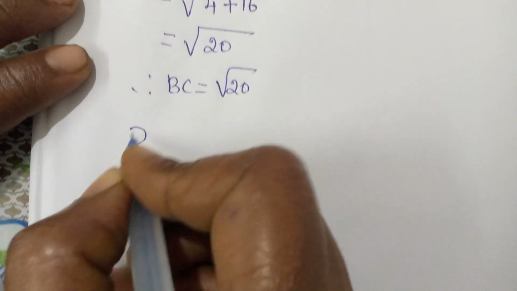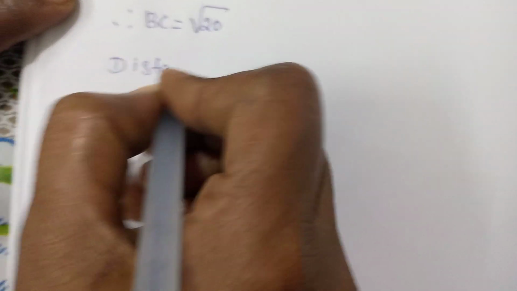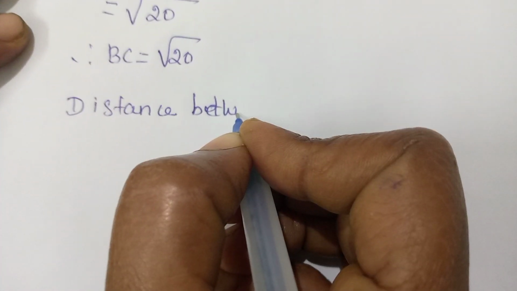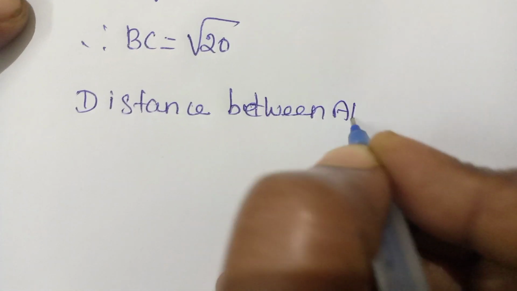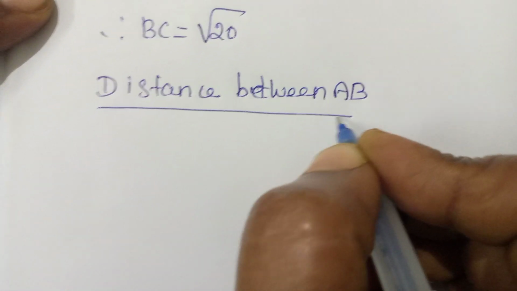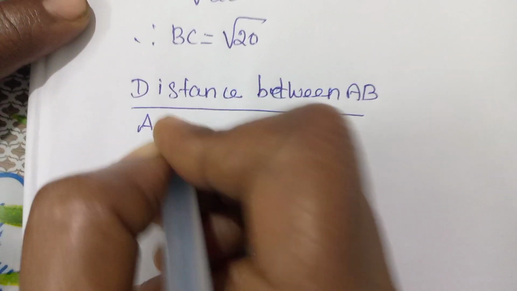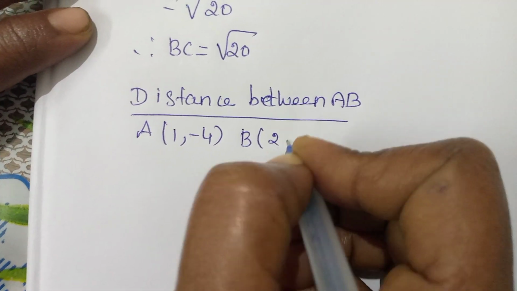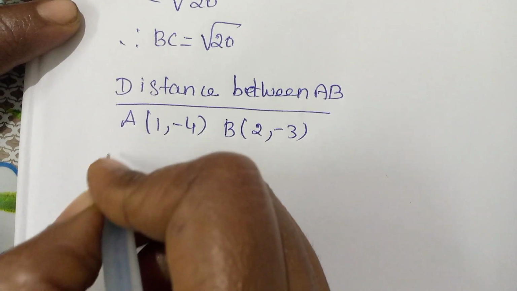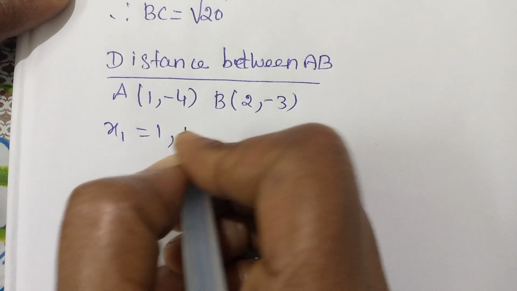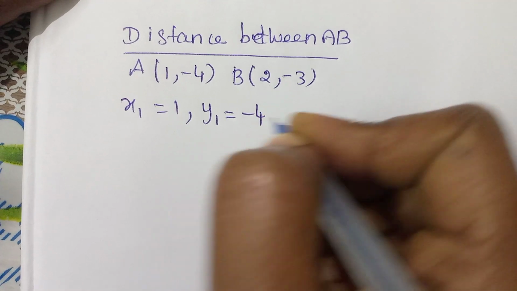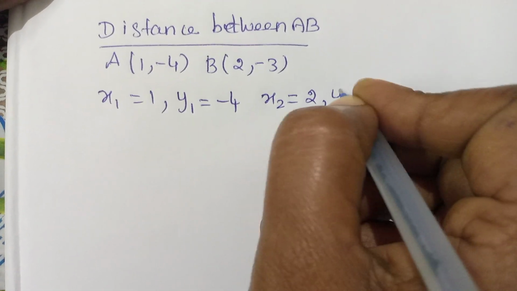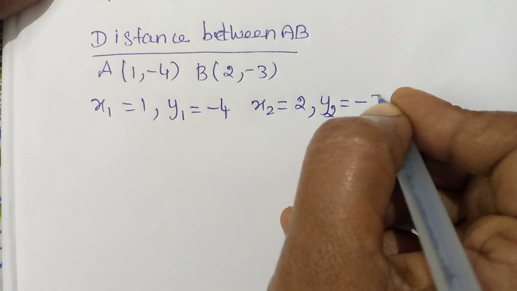Let's find the distance between AB. Distance between AB. A of 1 comma minus 4 and B of 2 comma minus 3. Here x1 equal to 1, y1 is equal to minus 4 and x2 equal to 2, y2 is equal to minus 3.